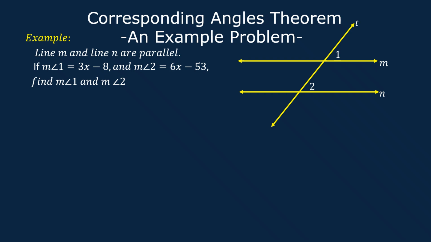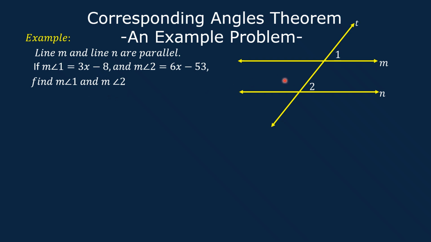In this lesson, we are going to apply the corresponding angles theorem in solving a problem. Let us solve this problem. Line M and line N are parallel. If the measure of angle 1 is equal to 3x minus 8 and the measure of angle 2 is equal to 6x minus 53. Find the measure of angle 1 and the measure of angle 2.